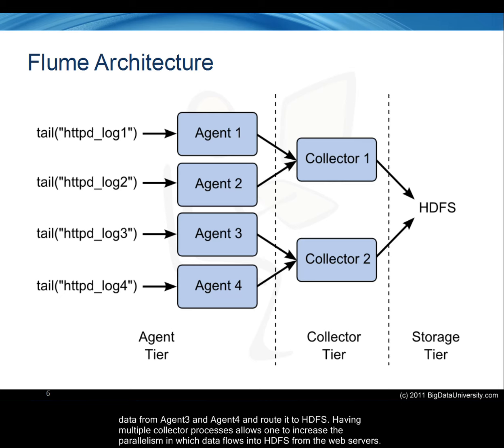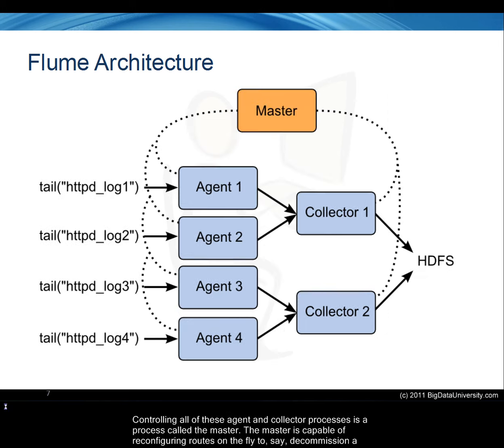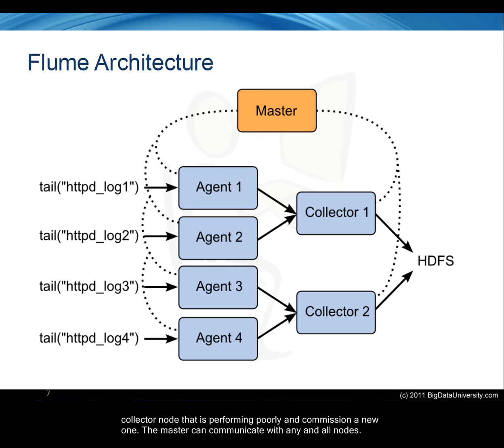Having multiple collector processes allows one to increase the parallelism in which data flows into the HDFS from the web servers. Controlling all of these agent and collector processes is a process called the master. The master is capable of reconfiguring routes on the fly to, say, decommission a collector node that is poorly performing and commission a new one. The master can communicate with any and all nodes.